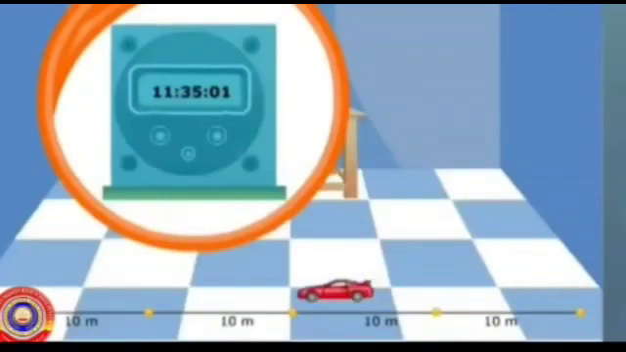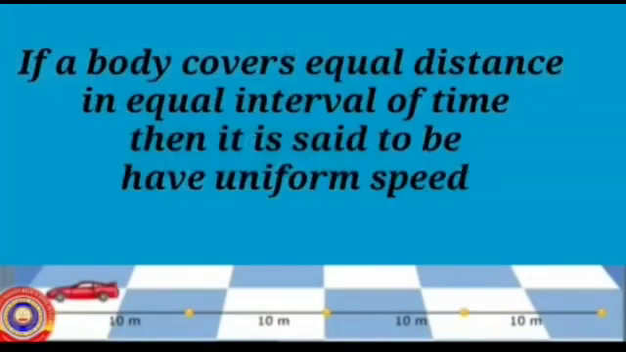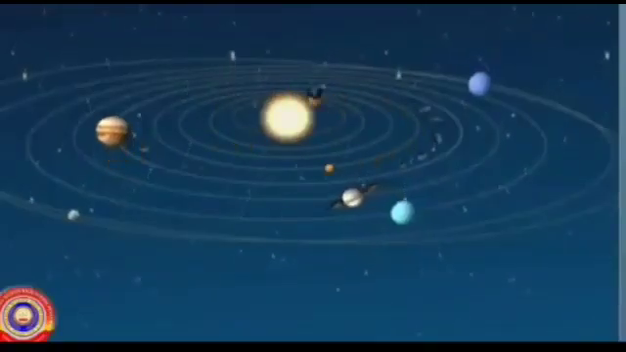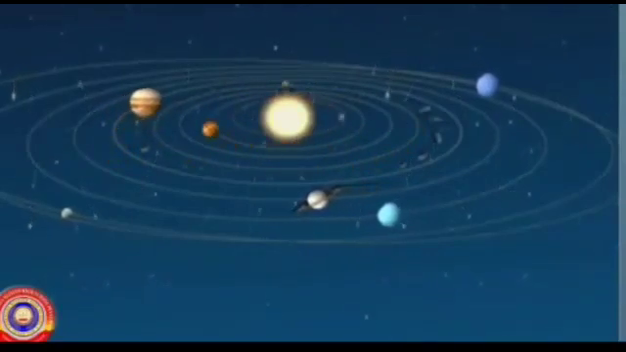Observe the motion of a car displayed here. In 1 second, the car travels 10 meters. Similarly, the car travels 10 meters in every 1 second. Thus, we say the car is moving with uniform speed. That is, if a body covers equal distance in equal interval of time, the body is said to have uniform speed. The planets revolving around the sun is an example for uniform speed.